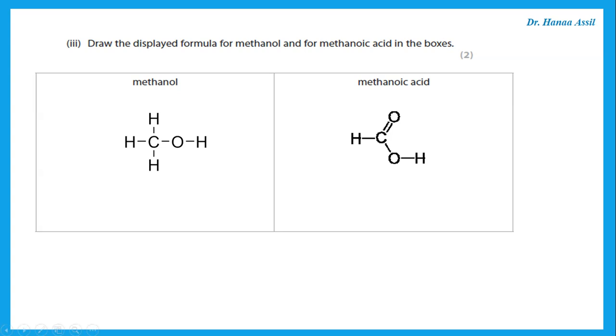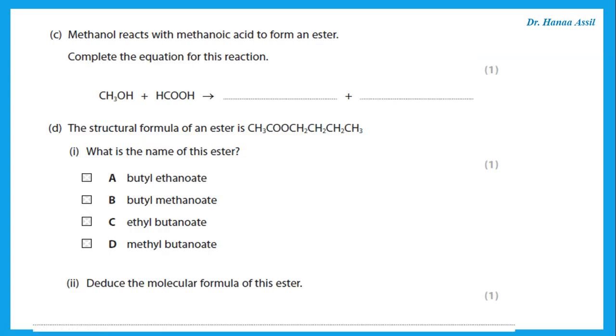Then the next question says, methanol reacts with methanoic acid to form an ester. Complete the equation. How do we write an ester? We said we start with the acid, and then we remove OH from the acid, H from the alcohol, and join them together. So this would be the formula of the ester, and of course the other product is water.